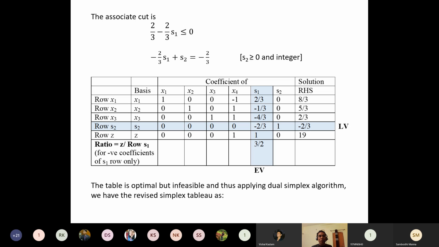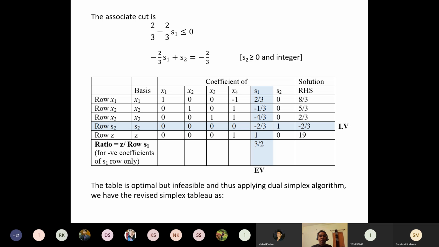Now again we can see this is optimal but infeasible, because the right hand side value of the s2 row is negative. So this is an infeasible solution. Again you have to apply the dual simplex algorithm to obtain a feasible and optimal solution. You cannot know how many cuts you will need to add to obtain the integer solution. So you have to do similar iterations until all the values x1, x2, x3 are integers.